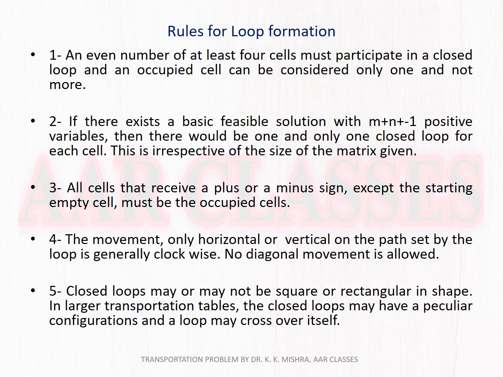Second, if there exists a basic feasible solution with m plus n minus 1 positive variables, then there would be one and only one closed loop for each cell. This is irrespective of the size of the matrix given. All cells that receive a plus or minus sign except the starting empty cell must be occupied cells. The movement is only horizontal or vertical on the path set by the loop, generally clockwise. No diagonal movement is allowed. Closed loops may or may not be square or rectangle in shape. In larger transportation tables, the closed loops may have peculiar configurations and a loop may cross over itself.